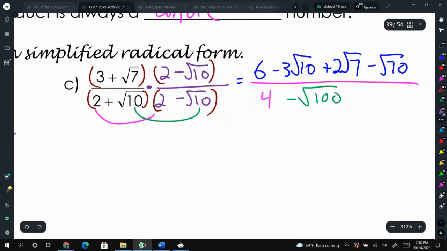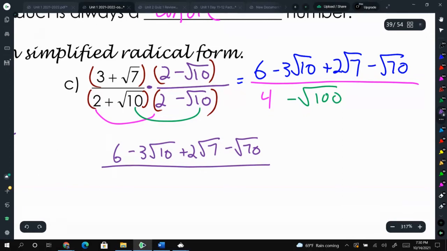Now on the top, that is going to be a giant mess up there, and that's okay. We're going to have 6 minus 3 times the square root of 10 plus 2 times the square root of 7 minus the square root of 70 all over 4 minus 10. You might say, oh, can we combine those things on the top? And you can't actually. You can't combine those terms, so it's just going to stay like that.